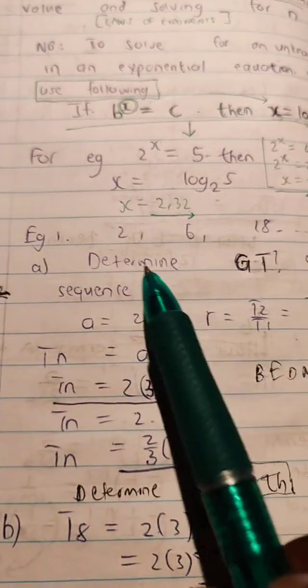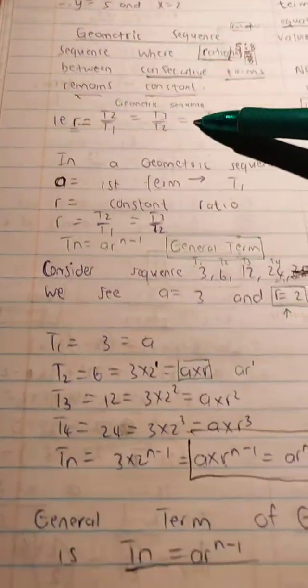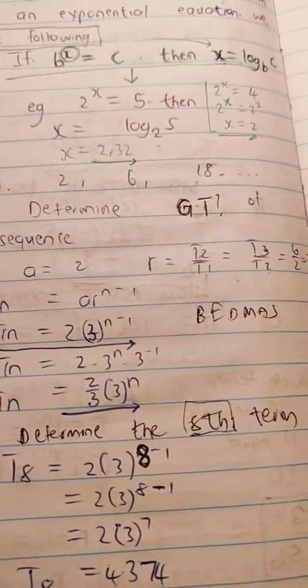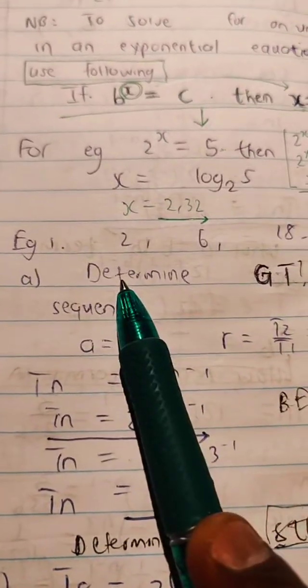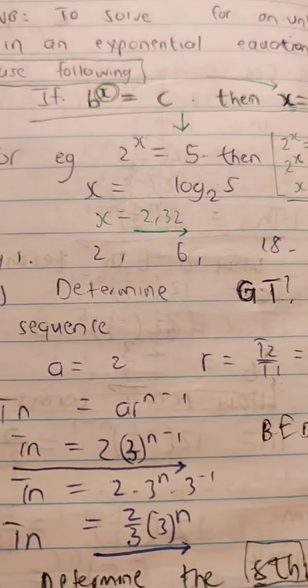All right, let's move on to an example. This example will help us recap all the concepts we have covered so far, and other examples that follow will help as well. Here in this question, we are given 2, 6, 18.